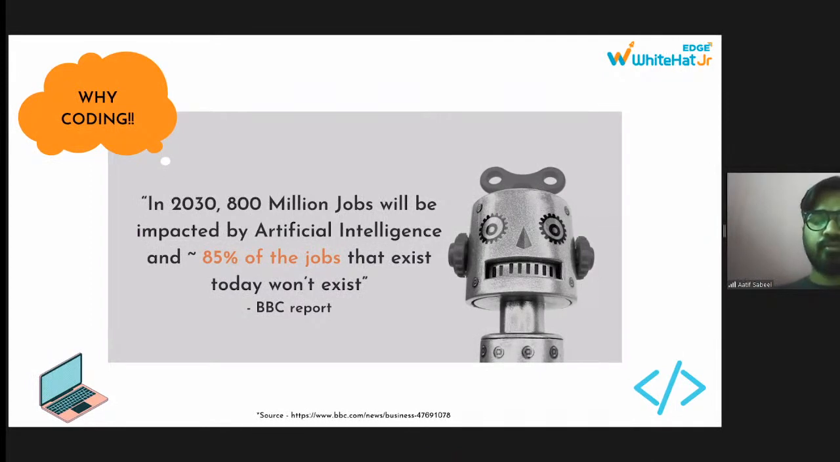So even we have to be the part of the change, we have to be the part of growth. We don't need to be the part of impact. And if we don't want to be the part of impact, we need to know coding, okay, so that we can also contribute to this change.